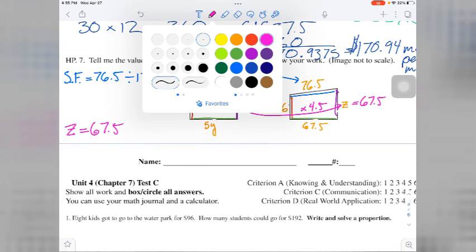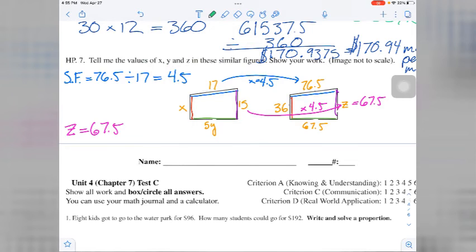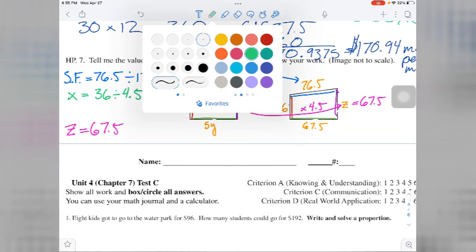And then the other thing that I need to know is that if I'm going from left to right here, I'm multiplying by 4.5, but if I go the other way, from right to left, I am dividing by 4.5. So if I want to figure out what X is, I need to do 36 divided by 4.5. And when I do that, I get 8. 36 divided by 4.5 equals 8.